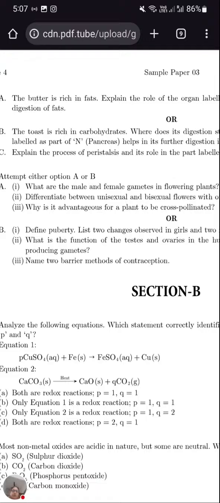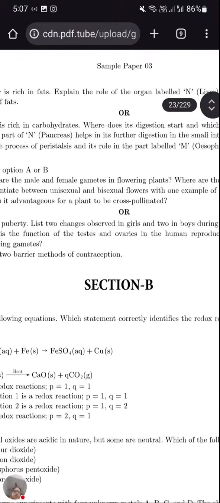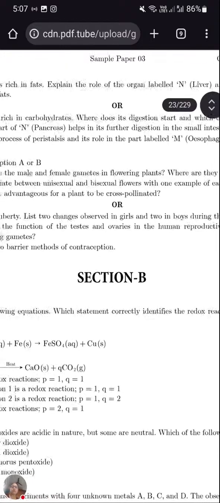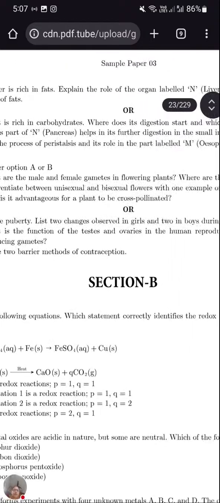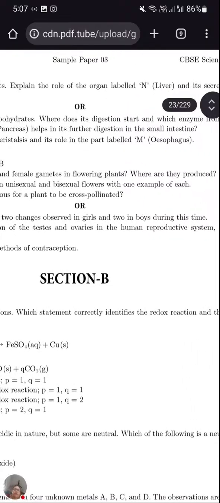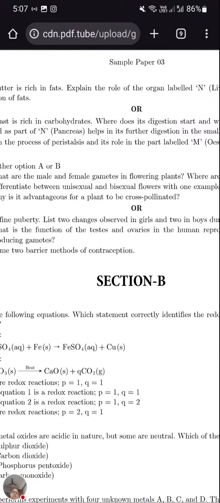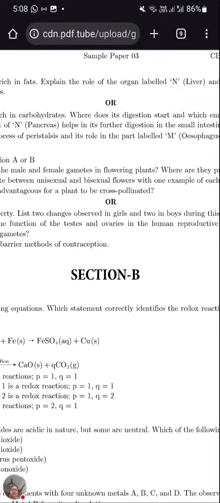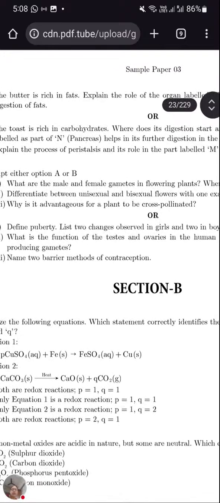And next one, puberty we completed. What is the function of the testes and ovary in the human reproductive system? You need to write the Hindi one. Testes help in secretion of testosterone and the male gamete, sperm, whereas the ovaries help in the development of ovum and estrogen and progesterone, the female reproductive hormones.